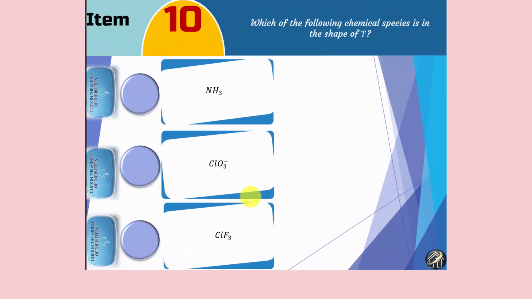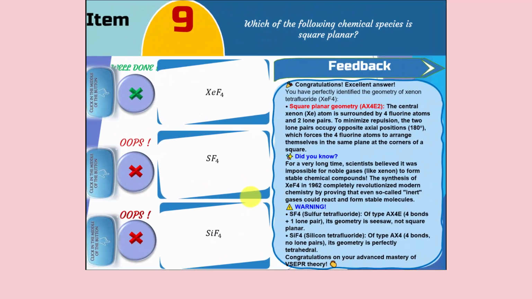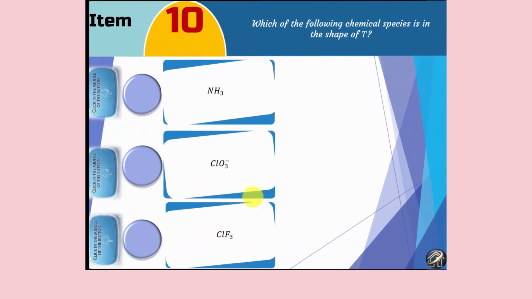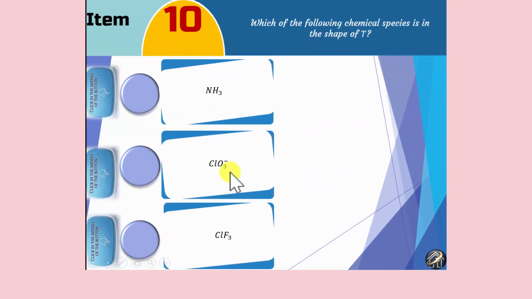form a square. By comparison, SF4 is seesaw-shaped because it has 1 lone pair, and SiF4 is tetrahedral because it has no lone pairs. This is also a historically important molecule, since XeF4 helped prove that noble gases can form stable compounds. The correct answer is ClF3, chlorine trifluoride.